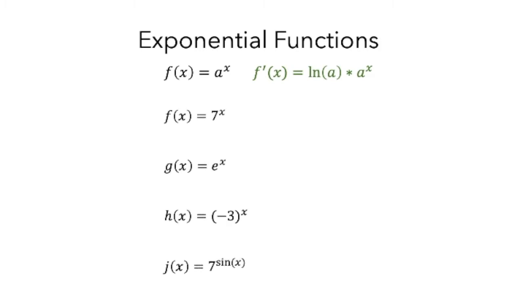Here are a few examples. At the top of the screen, I'll include the rule for finding the derivative of an exponential function. Here are 4 examples. Take a minute to think about for each of these examples, can we use the rule for exponential functions? For f of x equals 7 to the x, you can see that the base is 7 and the exponent is just x. So we can use the rule and the derivative would be the natural log of the base times the original f of x.